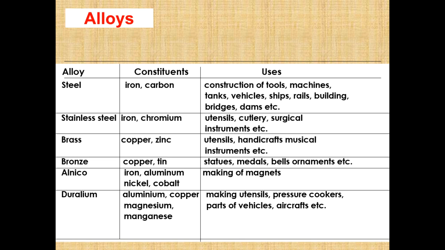Why do we form alloys? Like steel, we combine iron and carbon to form steel, which has more useful properties, and can be used for construction of tools, machinery, tanks, and rail bridges, dams, etc. Stainless steel is used for instruments, surgical instruments, and utensils, which will not corrode. We can go through some other alloys.